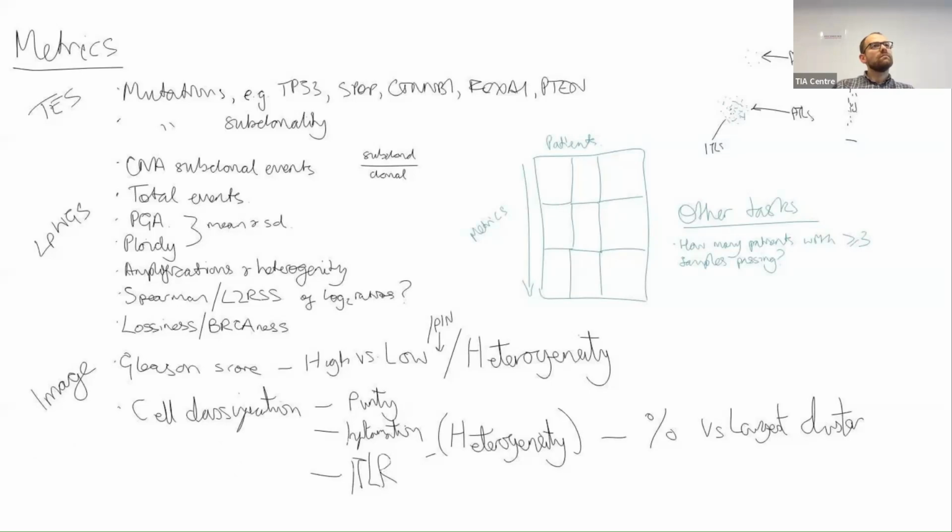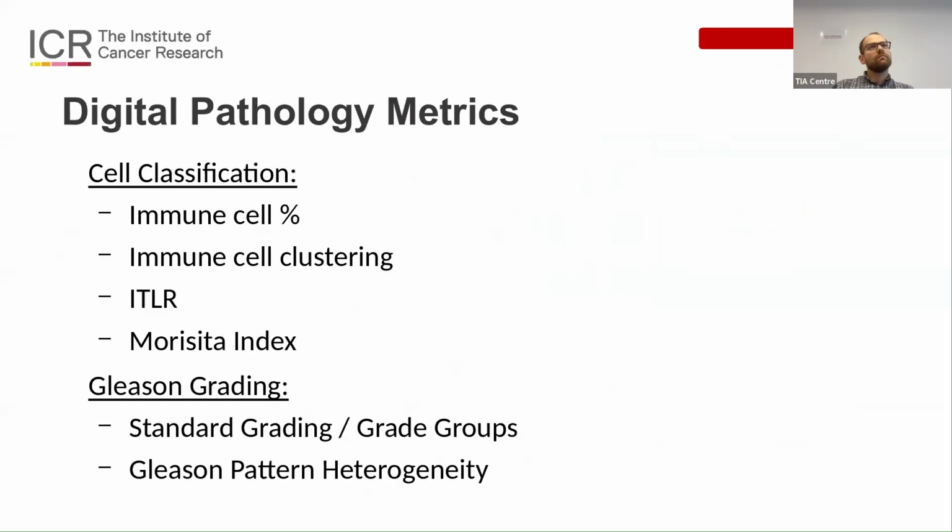On the image analysis side, of course, we have the Gleason score, so we can look at high versus low, different grade groups, but also this idea of heterogeneity, which we'll revisit in a second. On the cell classification, a lot to do with immune infiltration, and lots of different ways of expressing the amount of immune potential within the tissue. Cleaning that up for a moment, these are the pathology metrics that I mainly looked at. We'll start out looking at the cell classification.